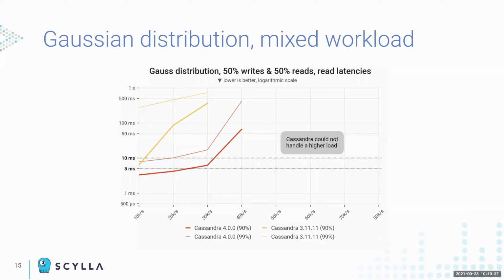The last slide showed the Gaussian distribution write latencies in the mixed workload. This graph shows the read latencies. They are a bit higher, but the trend is the same. Cassandra 4 wins, and the Cassandra 3 latency numbers, especially 99 percentile latencies, are so much worse than Cassandra 4.